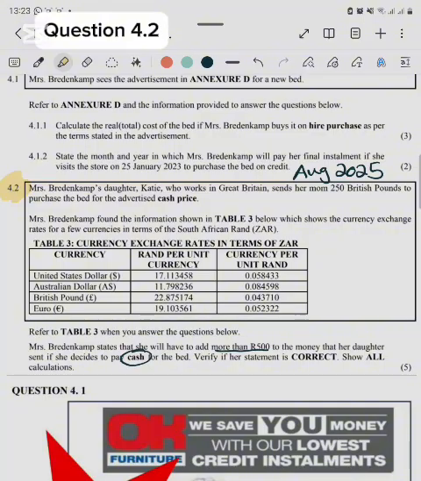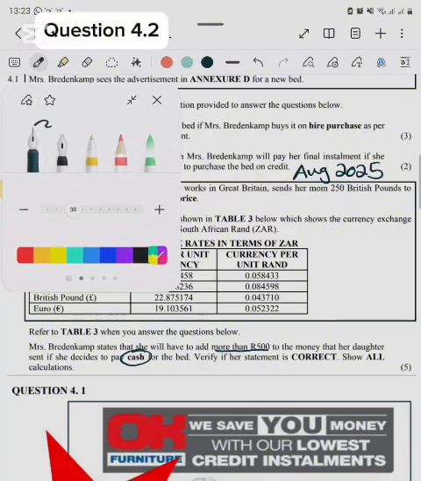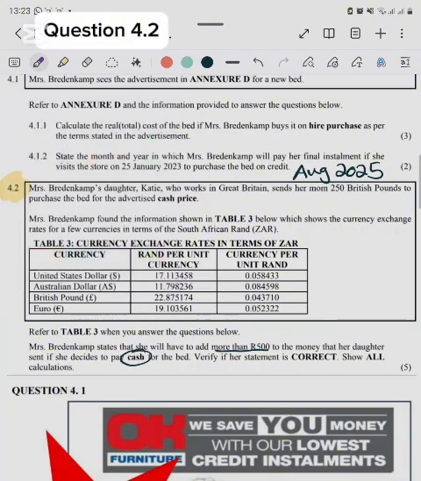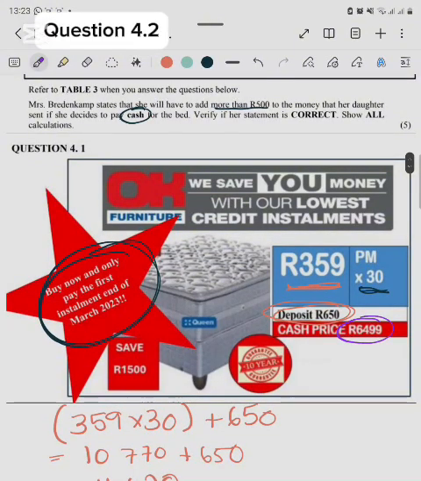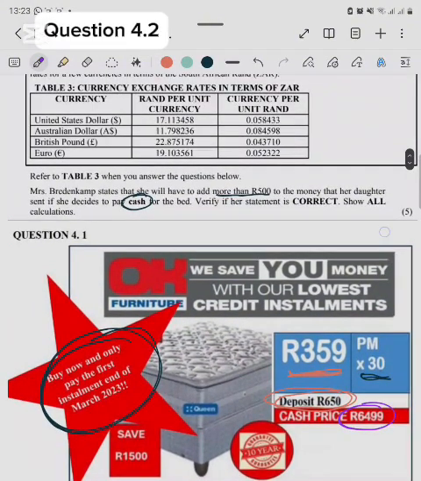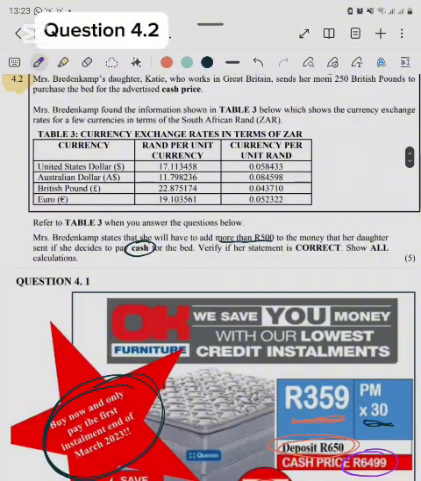Okay, so we're working with the cash price, and our cash price is going to be 6,499, so we know that. And the daughter is sending her £250. So first thing we need to do, convert those pounds into rand so we can see if she has enough money or not. And we're going to look here, rands per unit of currency, and it's pounds, so we're going to be working with this 22 exchange rate.